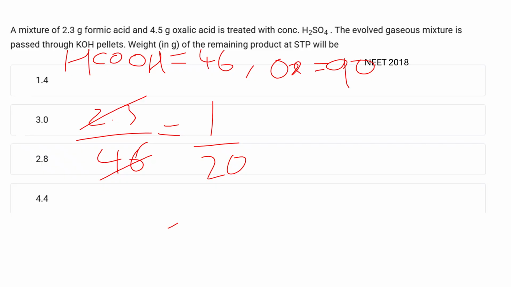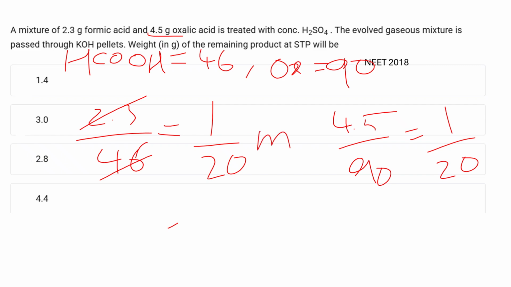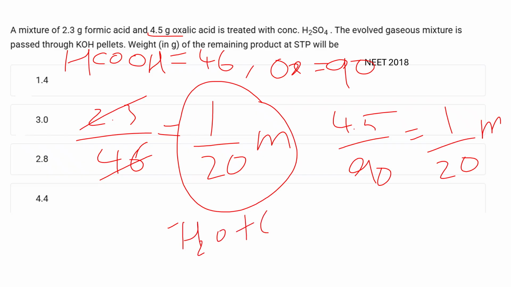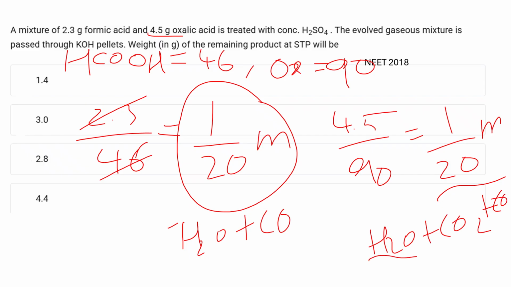Just like that, here it is 4.5 gram of oxalic acid, so 4.5 divided by 90 also gives 1 by 20 moles. That is 1 by 20 moles of water and carbon monoxide in the case of formic acid. Here, 1 by 20 moles of water, carbon dioxide and carbon monoxide. Water is absorbed by sulfuric acid, carbon dioxide is absorbed by the KOH pellets. The remaining is carbon monoxide.